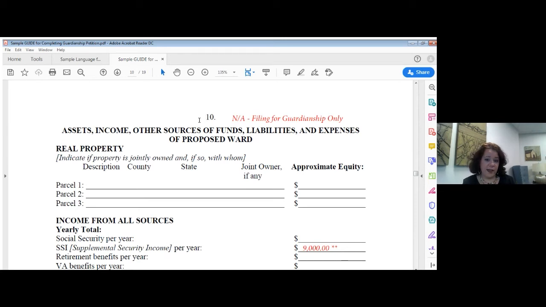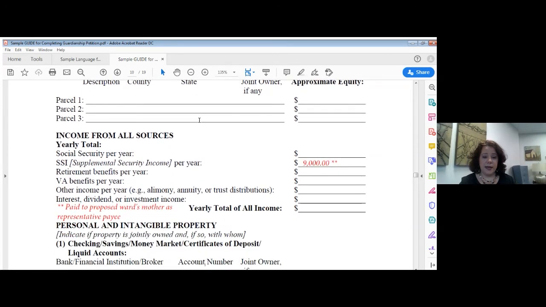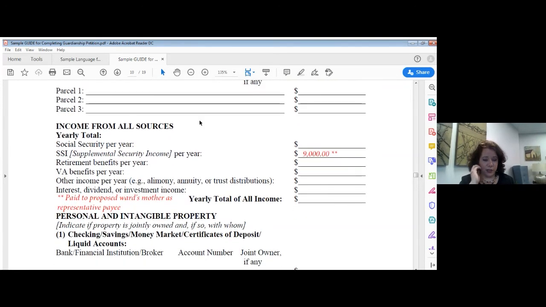So I just save the hassle for myself and my clients, and we leave this part blank with the exception of if there is Social Security income coming in, and a lot of times it's SSI for our young people who are just turning 18 or just have turned 18. So we will disclose the annual amount that is received from SSI. In this case, I had it as my example, $9,000.